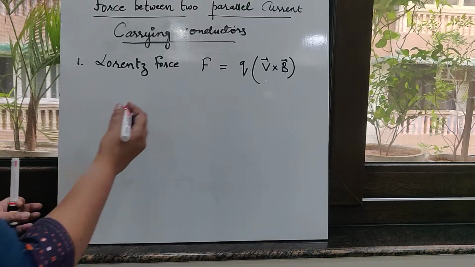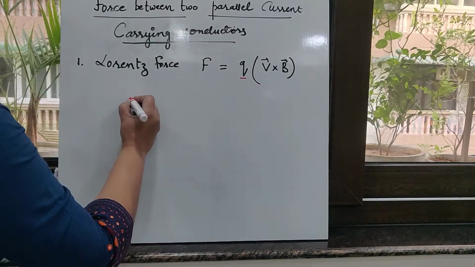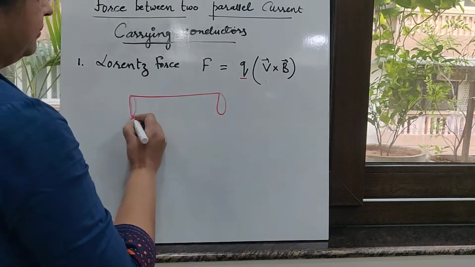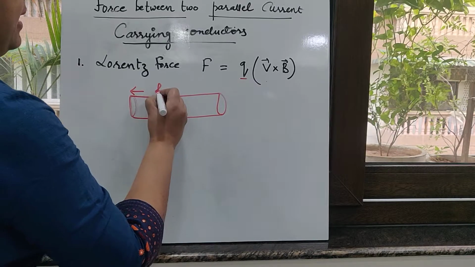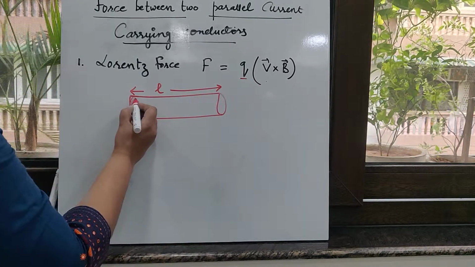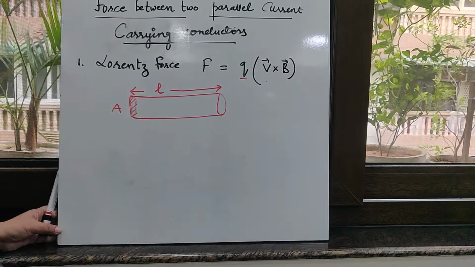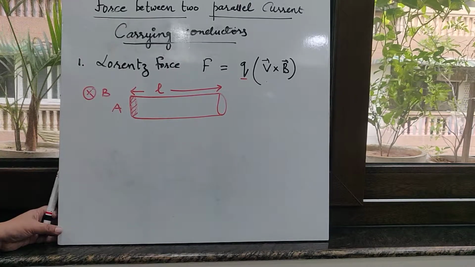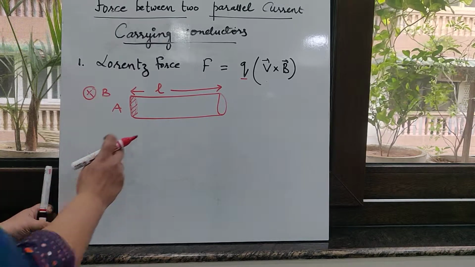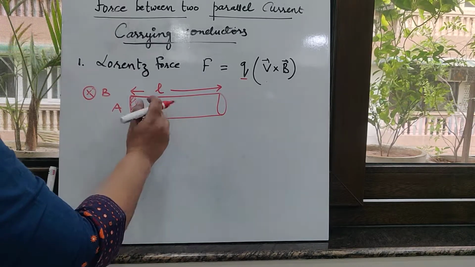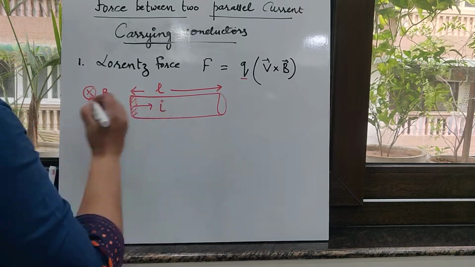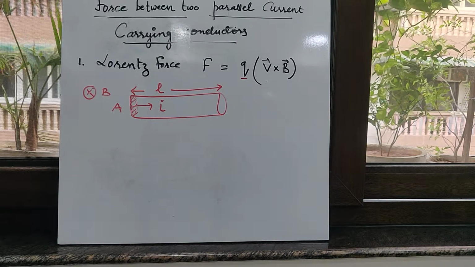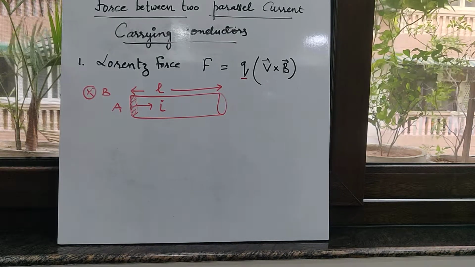Now, if instead of one single charge, suppose we have a conductor which has length L, let us say the area of cross section is A, and again the magnetic field is suppose B itself. We want to find out how much is the force experienced by this current carrying conductor which carries a current I in the presence of the magnetic field B. So it is a very simple method.